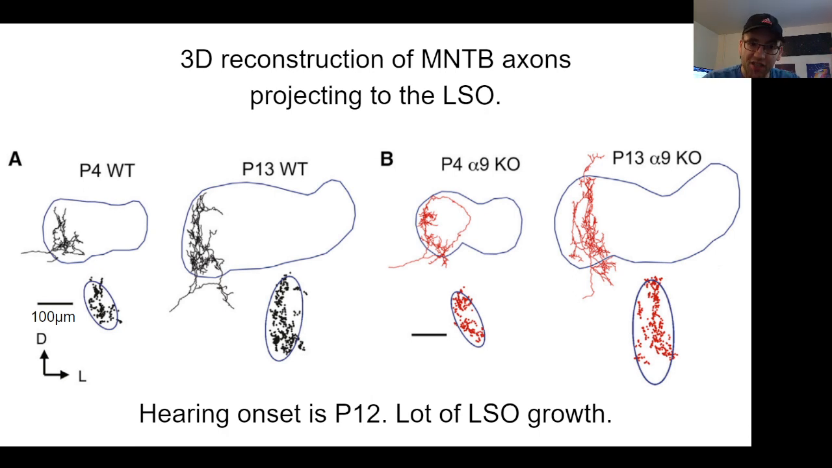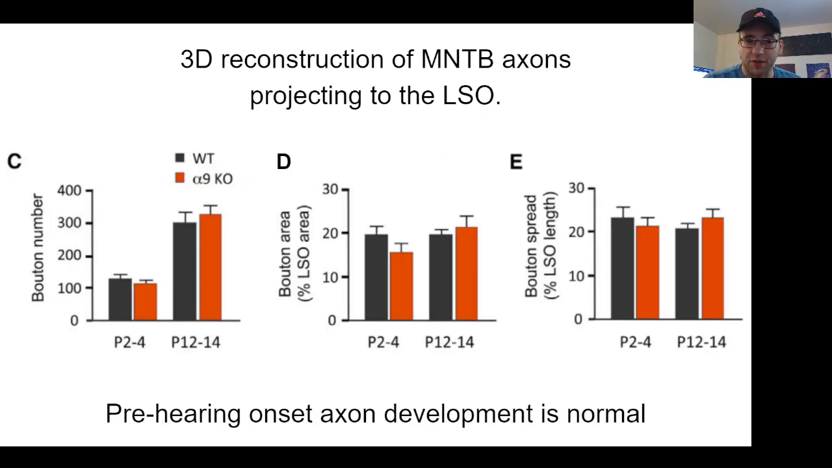And we see that LSO in the blue outline, the blue blob, is growing a lot during this week, but so are the amount of axonal coverage and projection, synaptic connections of that axon. And it's very similar in pre-hearing in the knockout mice as well, right? We see the LSO is growing, and we see the amount of connections and the coverage of LSO per MNTB neuron also increases. So very, very normal. Right, and I've said this at the bottom as well: pre-hearing onset axon development is normal in the knockout mice. So these all look very similar.